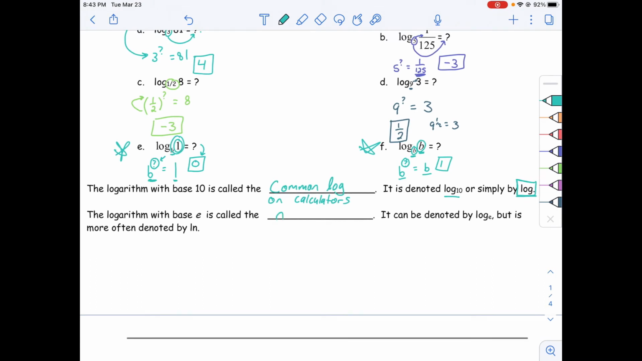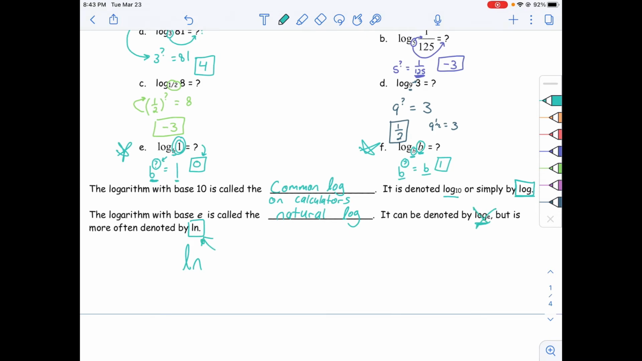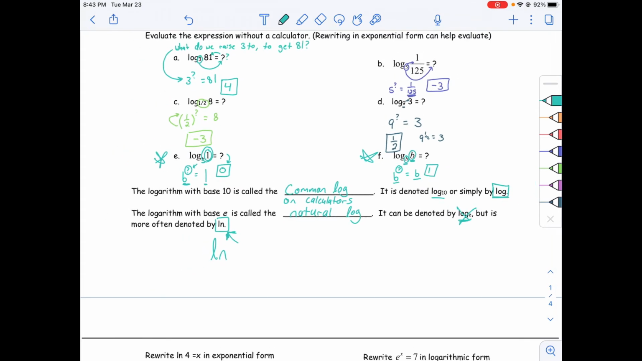The logarithm with base e is called the natural log. It can be denoted by log base e, but is more often denoted by ln. And I always write my ln's with a cursive L. And you are always going to see it like this. I literally never write natural log like log base e. It's always going to be just ln.